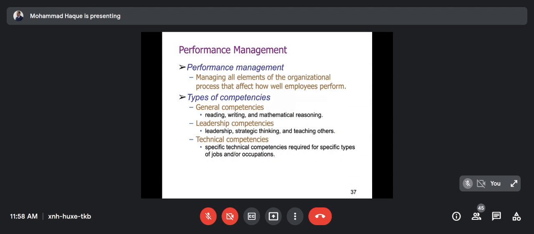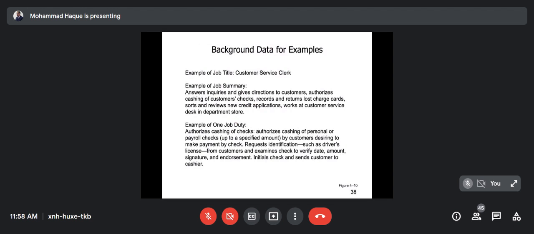Types of competency, that is general competencies, leadership competencies. We have got technical competencies which are there. So they will be forming part of this particular part called job analysis, job description, and job specification.